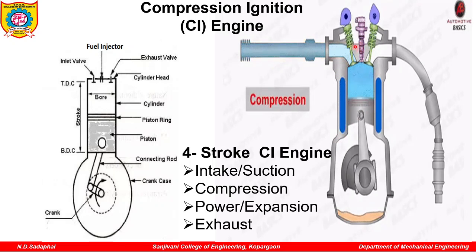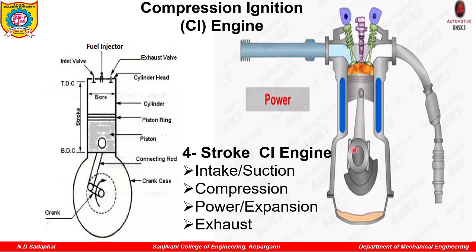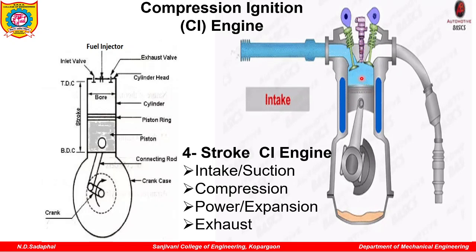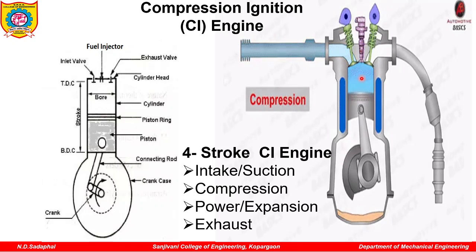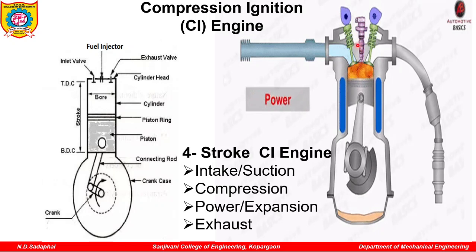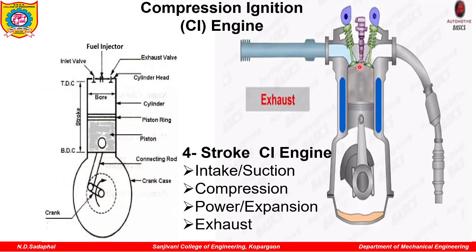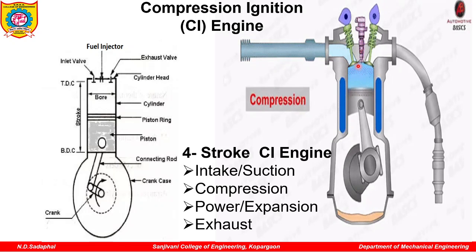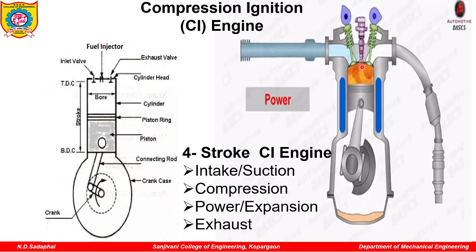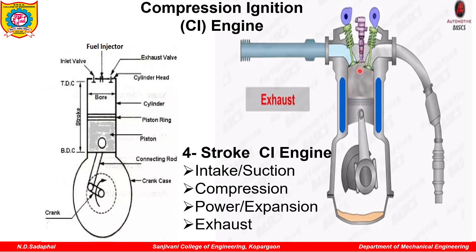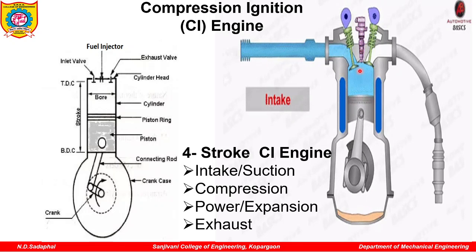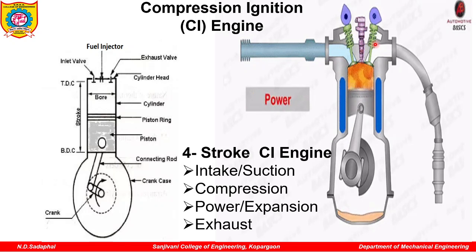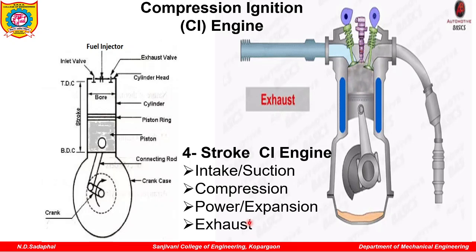In the second stroke, both valves remain closed, and the piston moves from BDC to TDC. It compresses the air present at the top side of the piston, and due to compression of air, its temperature increases. At that time, the fuel injector injects the fuel into the compressed air. The compressed air has high temperature, so the injected fuel is burned, and due to burning of fuel, power is generated, so the piston again moves from TDC to BDC in the third stroke. Again both valves remain closed, so it is called the power stroke.